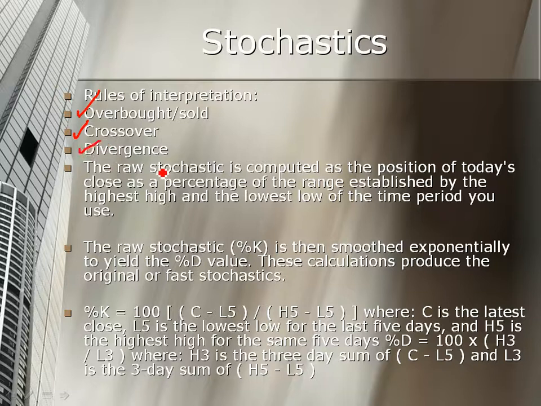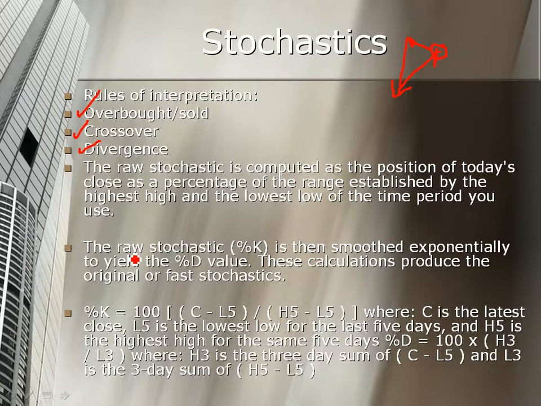The raw stochastic is computed as the position of today's close as a percentage of the range established by the highest high and the lowest low of the time period you use. So again, as I mentioned, what they're doing is comparing where the price closed today compared to the range of price ranges it's been, and that gives us some indication of momentum, because of course if momentum is strong, then it should be near the top of the range. If it is weak, it would be closer to the bottom of the range.